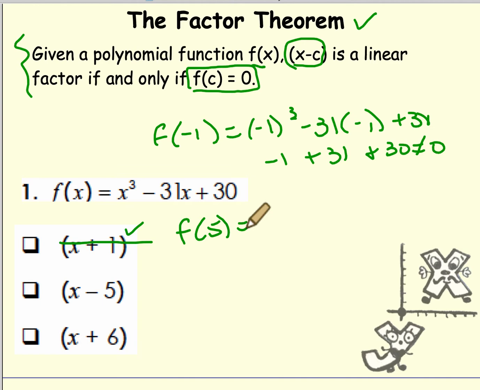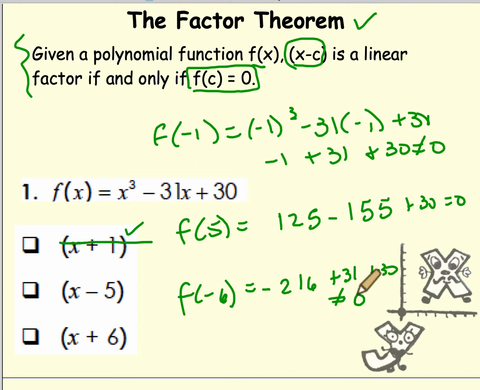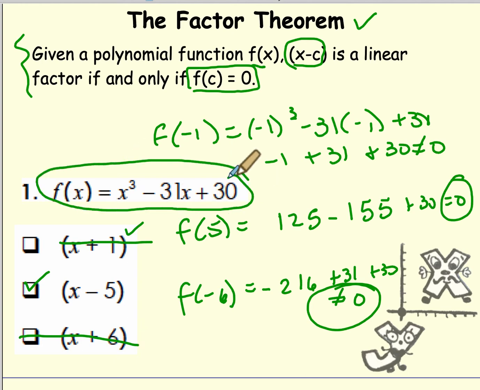Let's test the same thing with f of 5 and f of negative 6. You could do those on your own. So how'd you do? Really, it's not a big deal what it actually is equal to if we're trying to figure out if it's a factor. We just need to know, does it equal 0 or does it not equal 0? In this case, x minus 5 does make a 0. x plus 6 does not. So that means that when I divide this by x minus 5, I would get a remainder of 0 because x minus 5 is a factor.